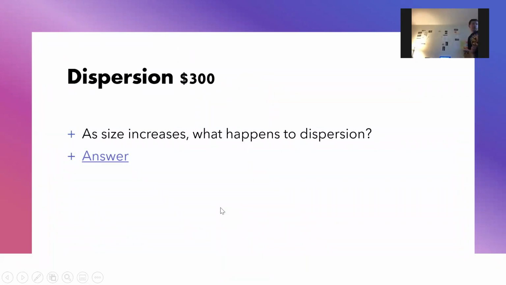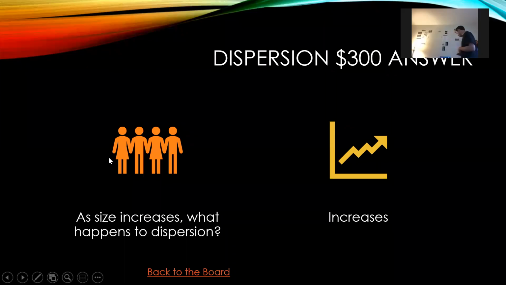As size increases, what happens to dispersion? Tetra, what is it? Goes up. Increases. Good. As the size goes up, so does dispersion. So, Tetra, you are up to 900. The Brookdale Bear, you are at 25. Iodide, you are at 100.